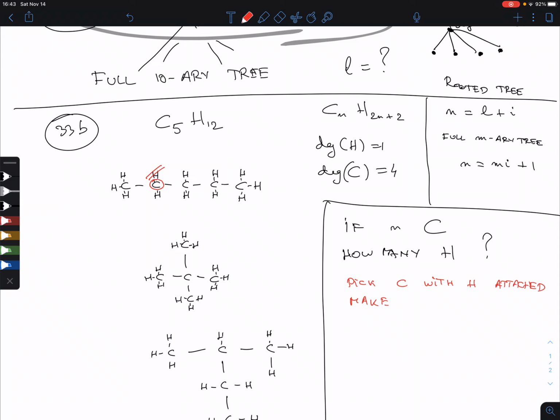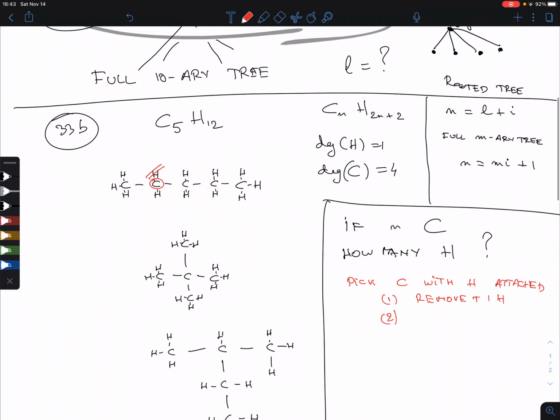And remove this. So we pick a C with an H attached, at least one H. And then we do 2 things. We remove the H, and 2, remove that H vertex, and make C the root. Make that C the root.